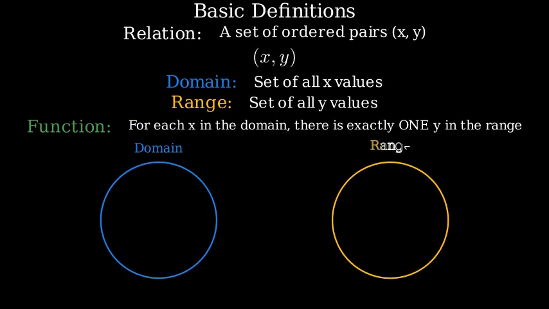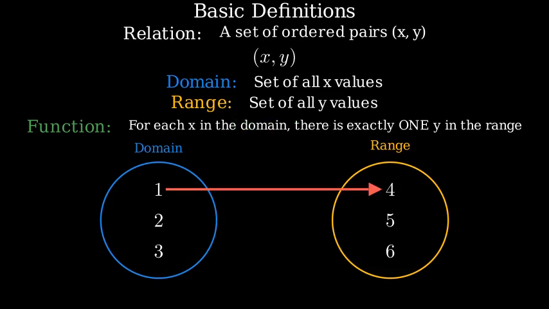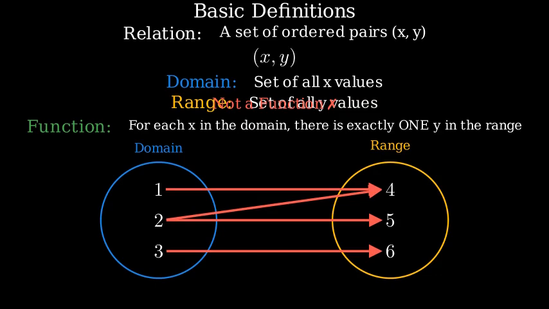Here we have a mapping from x values to y values. In a function, each x can only point to one y. This is a function because each x maps to exactly one y value. But this is not a function because the x value 2 maps to both 4 and 5.